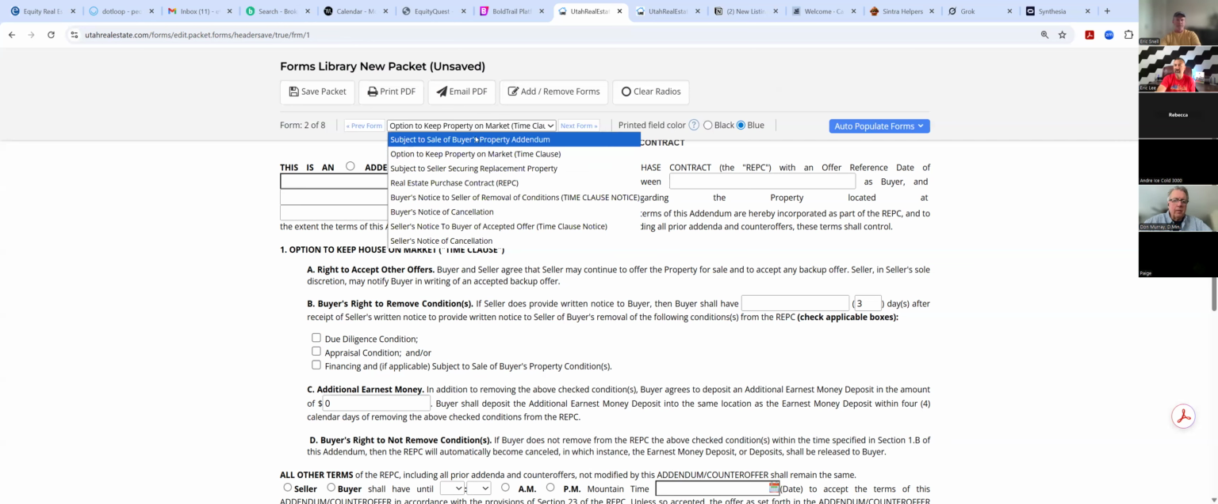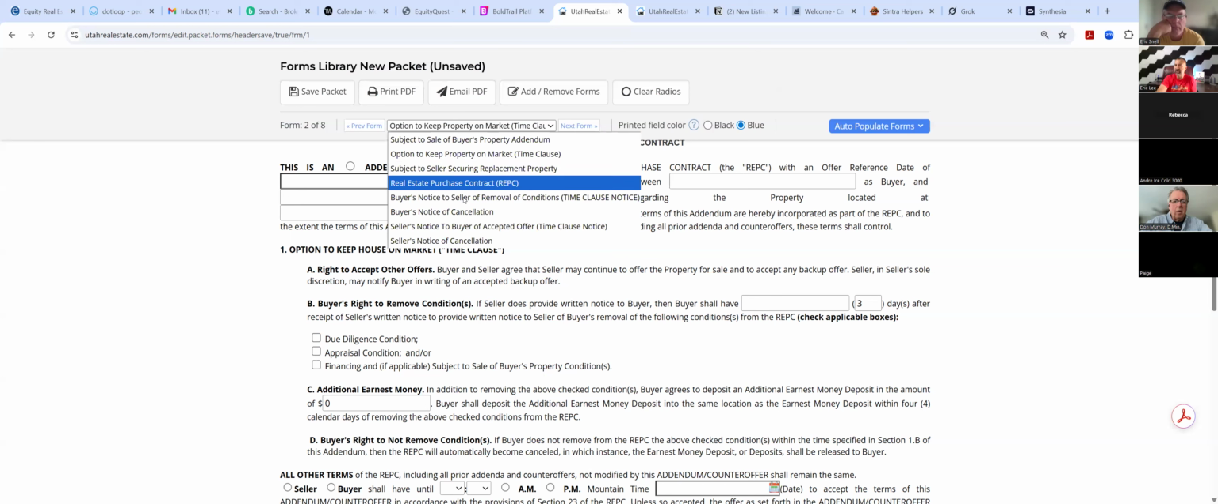Okay. So, anyways, there are a lot of forms. We've got the subject to sell. We've got the option to keep property on time clause. I'm not going to go into this one. It's one that is rarely used, and it's related to the subject to sell a buyer's property, but it's the flip side. It's the subject to the seller finding a property. Like, hey, we'll sell our home, but we haven't found another home yet. So we'll accept your offer subject to us finding another home. Of course, I'm not going to go into that, but these two, of course, reference the purchase contract.